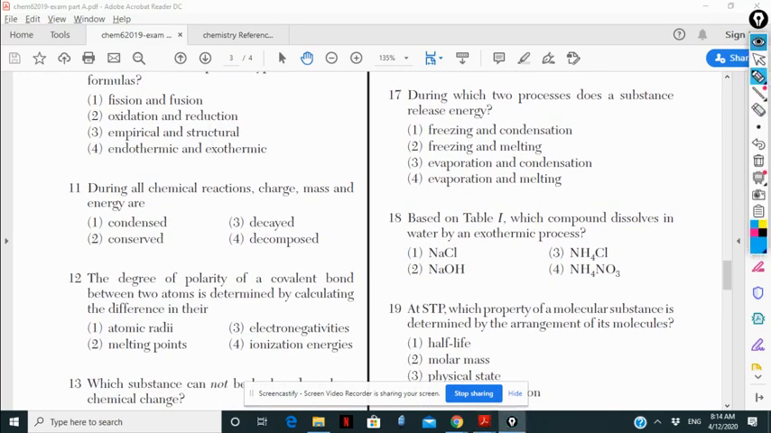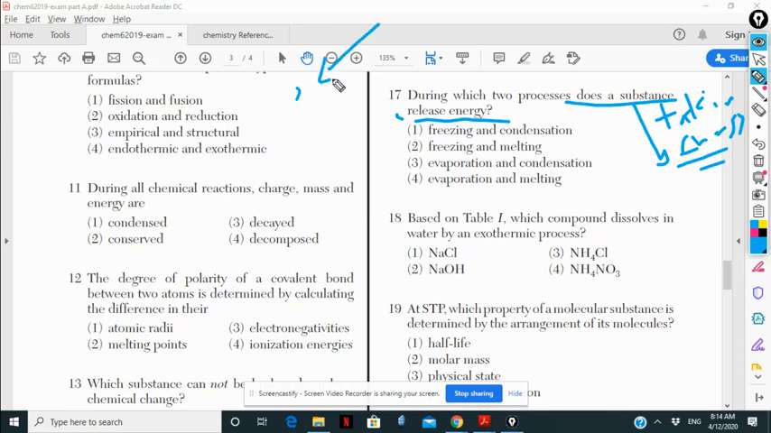Question number 70. During which two processes does a substance release energy? Releasing energy means I'm taking energy from the substance. How can I take energy from a substance when it changes? Okay, look here. If I do condensation or deposition, I lose energy.